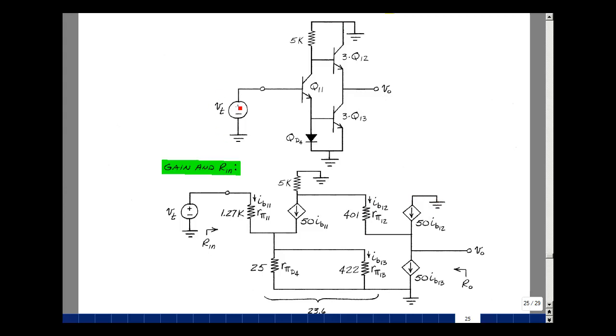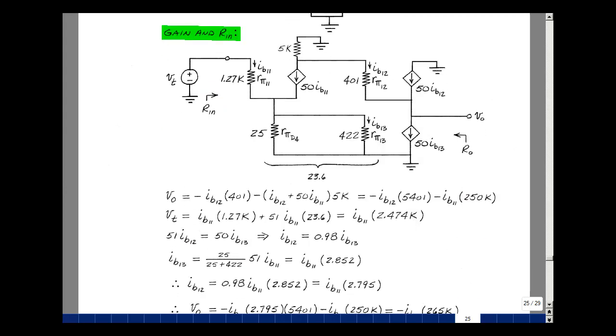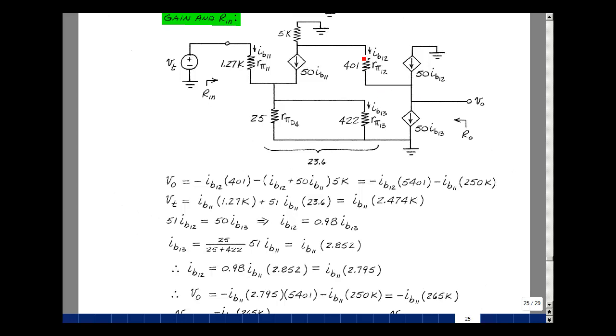I'm going to apply a test voltage here, find the output voltage. I want to find the input resistance and the output resistance so I can do a model. So for the output voltage, let's go back around the loop this way. So the output voltage is going to be equal to minus this drop minus this drop. This drop is equal to IB12 times R pi 12, which is 401. And then the drop across here is going to be the current times the resistance. But this current is equal to 50 IB11 plus IB12 times 5K. And again, we're coming this way, so we're getting minus signs.